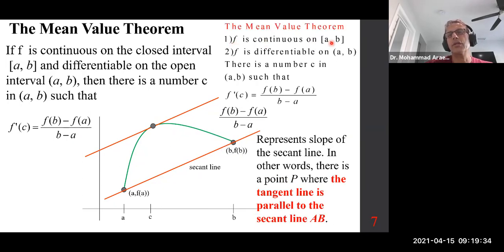f is continuous in a closed interval, differentiable in an open interval. There is a number c in between such that f prime of c is equal to this. That means there is a point in between such that the tangent line is parallel to the secant line. Now, imagine this is equal to 0. That means f prime equals 0.